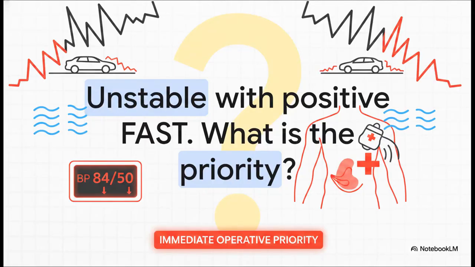Let's put this into practice with a high-level scenario. Picture this. You've got a post-motor vehicle collision patient. They had a transient response to fluids. Their BP is hanging around 84/50, and the FAST scan is positive for free fluid. So, what's your immediate operative priority?